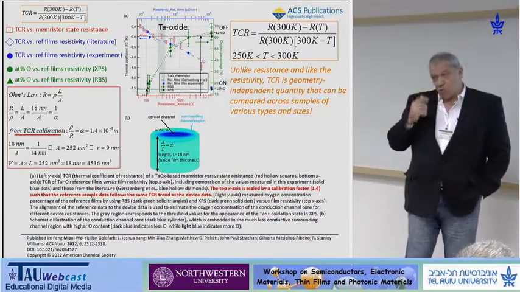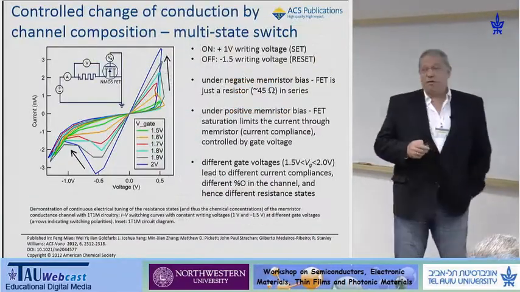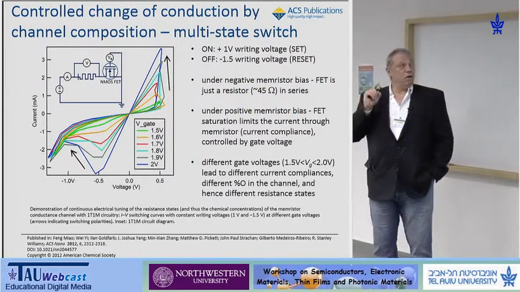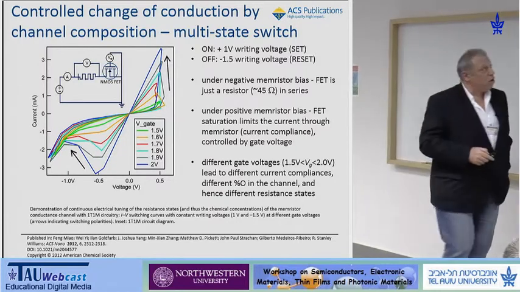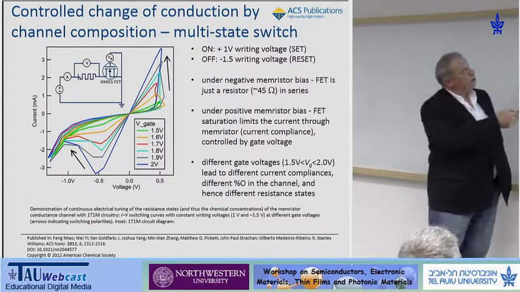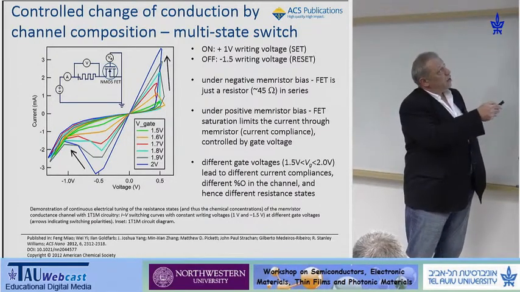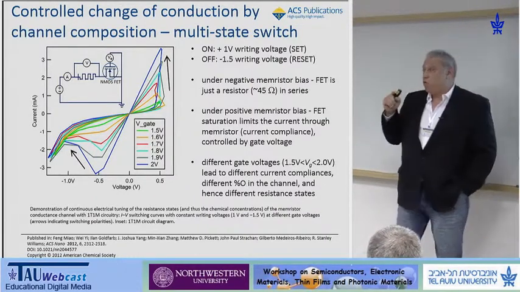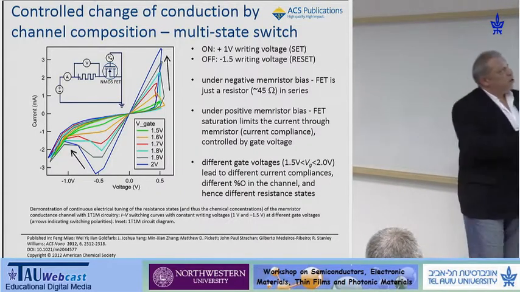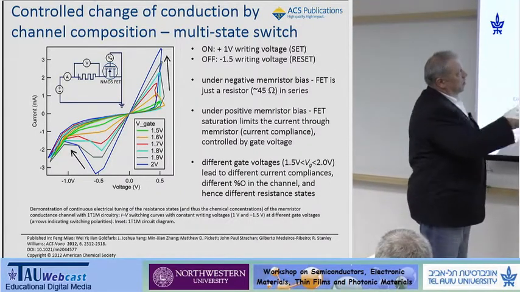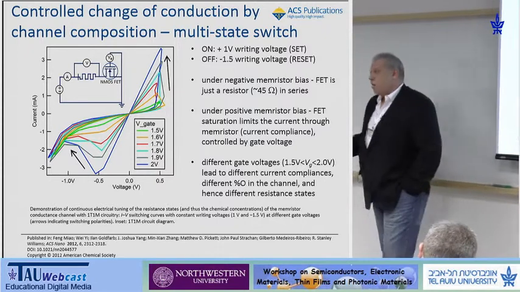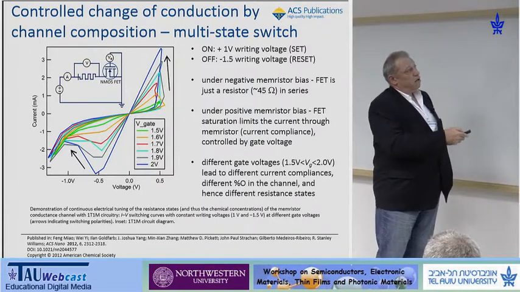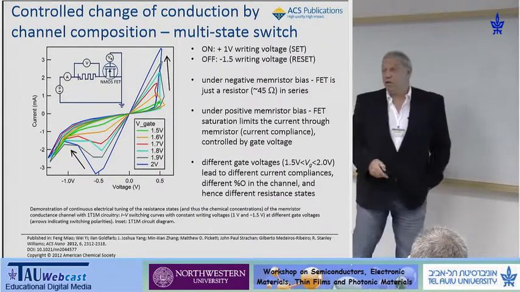The possible application with this is that we can control how many oxygen atoms we actually put into the conducting channel by using the so-called 1T1M circuit, one transistor, one memristor. By gating here with different voltages, we can control how many atoms we put into the conducting channel. The result is a multi-state switch, not only binary on-off, but we can control different states simply by using these different gate voltages.